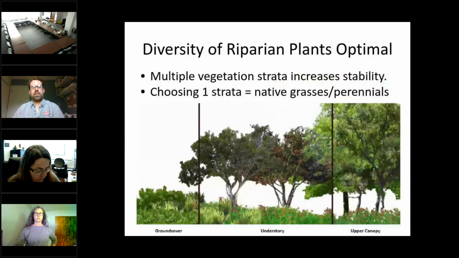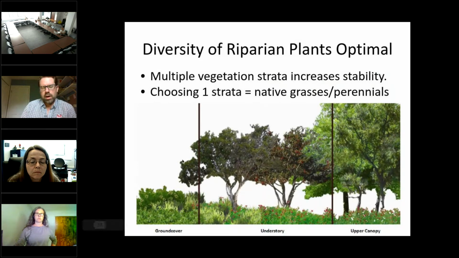So again, the main point I'm trying to get across is that diversity of riparian plants is optimal. As this graphic down here shows, in a perfect scenario, you can have multiple strata: ground cover, understory, which would be your dogwoods and your small saplings and trees, and your canopy trees like your sycamores and your maples. This would be an ideal diverse setting where you're going to have the best stream and slope stabilization.